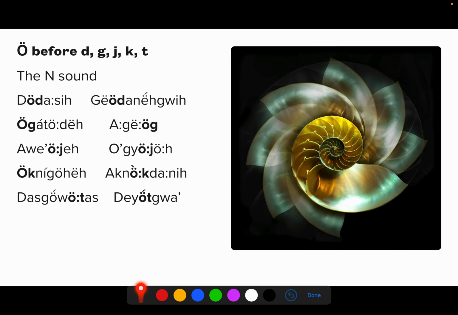Aknonkdani. So this one isn't nook. If it was a regular O, it would say nook, but because it's a nasal O, it's nonk. Aknonkdani, I'm sick. Daskomontas, show me, point it out to me. And deyuntqua, she dances.